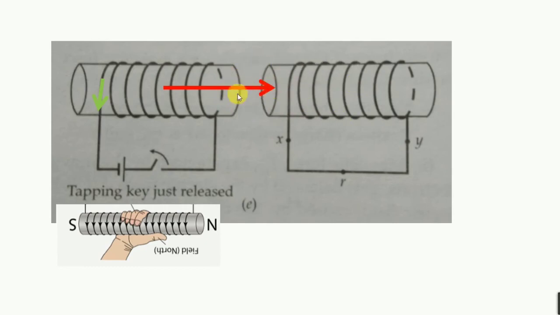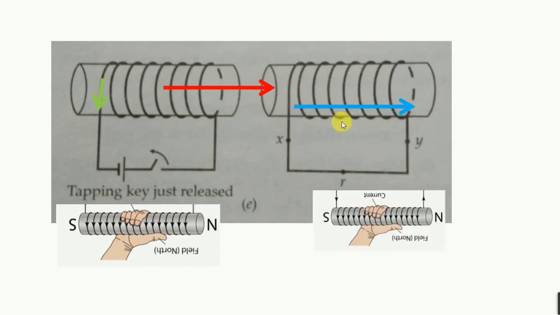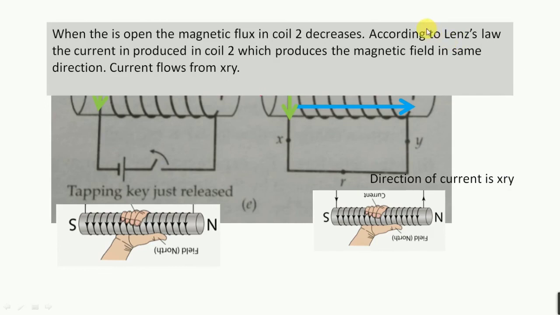It opposes that by producing a magnetic field of its own. So this should be the magnetic field of this coil. Again I'll use the right hand thumb rule because I already know the north. If you know the north, then the current will flow in the downward direction. So the direction of current is from X, R to Y. Every time you have to mention that we are using Lenz's law.